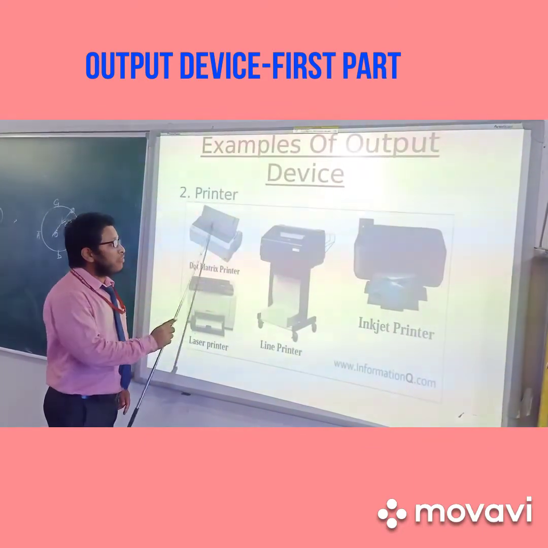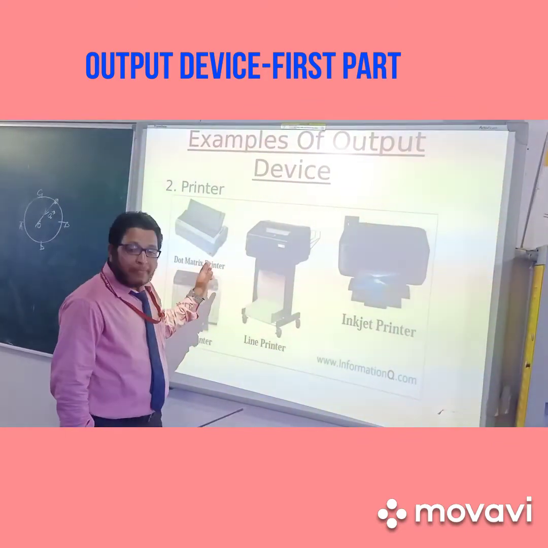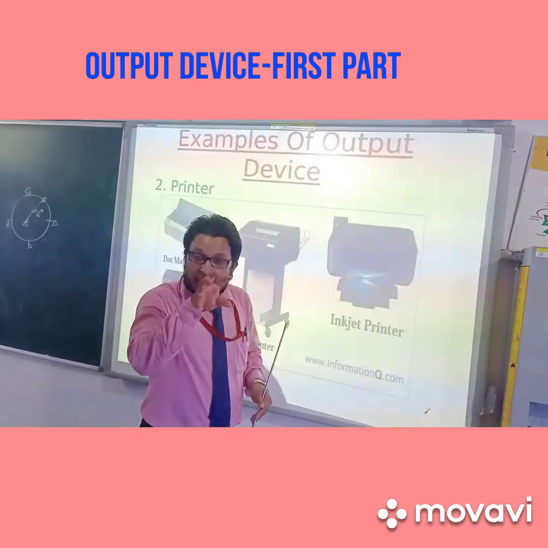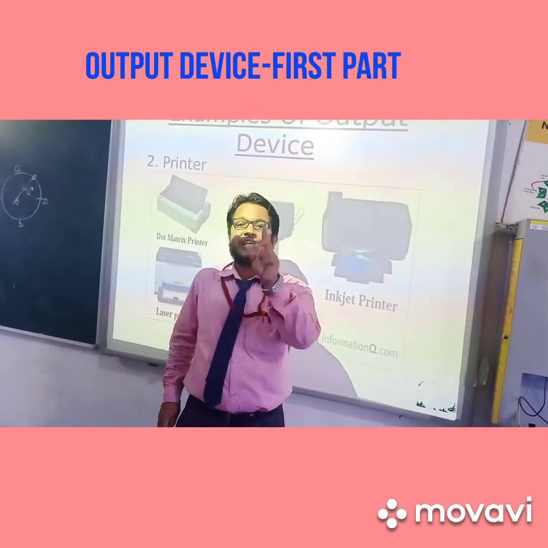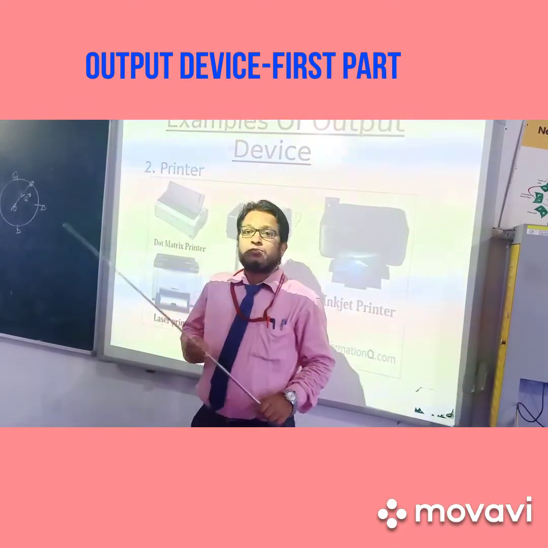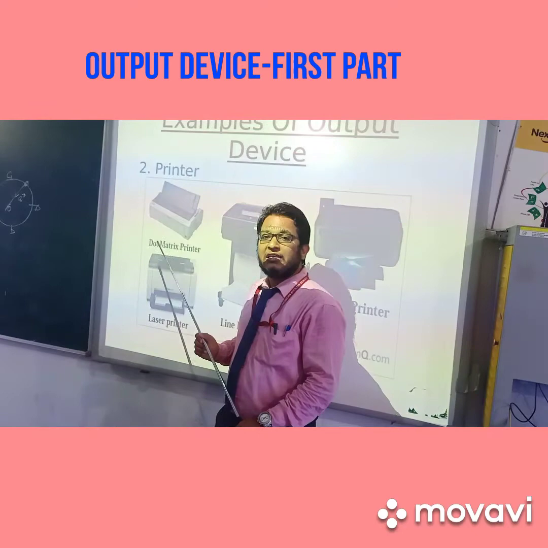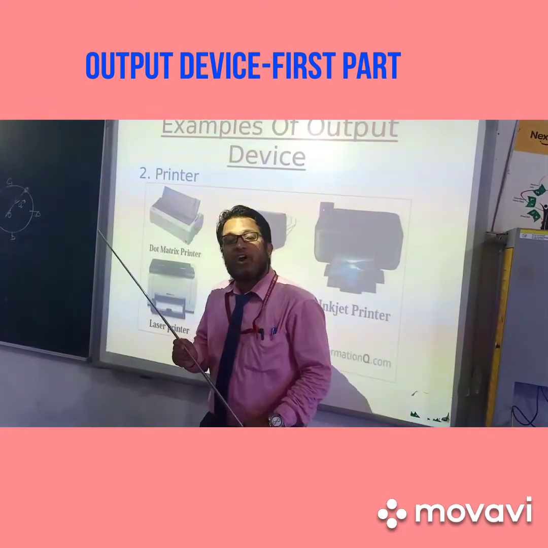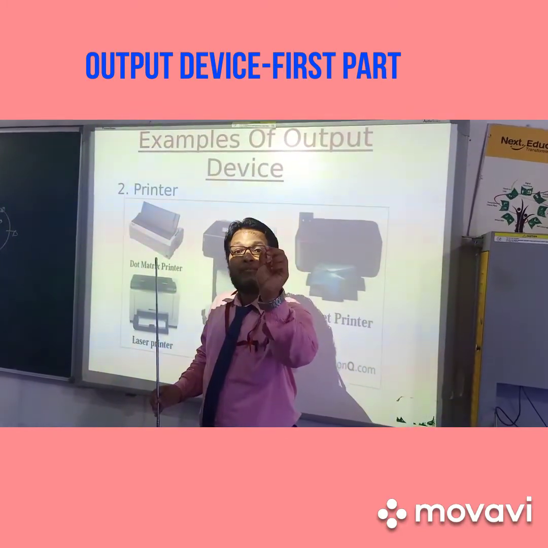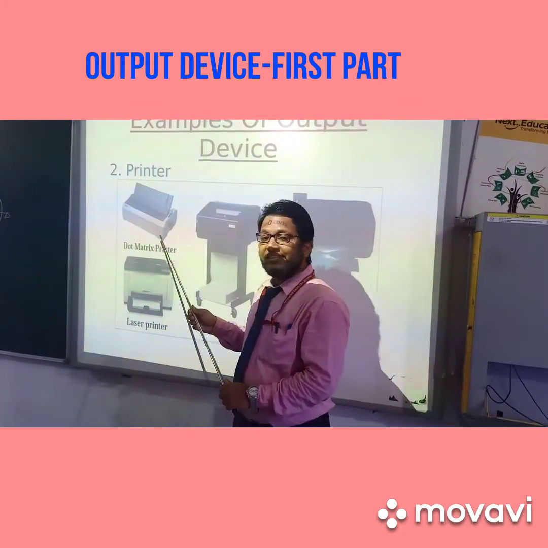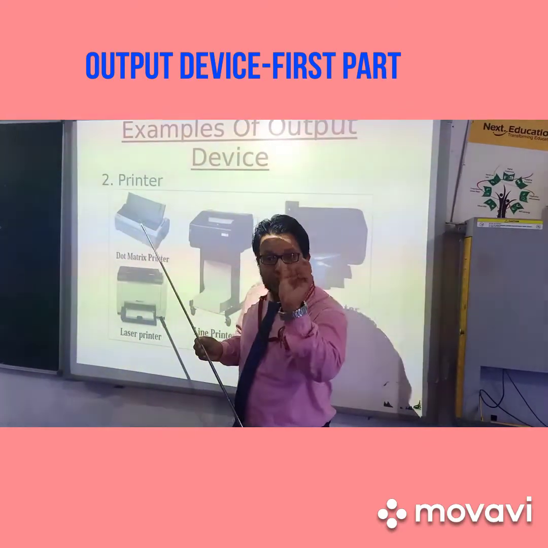Come to the, we'll discuss one by one. First one, what do you mean by dot matrix printer? In a dot matrix printer, its speed is measured in CPS, characters per second. That means it gives a low quality printout. The result of the information is low quality.